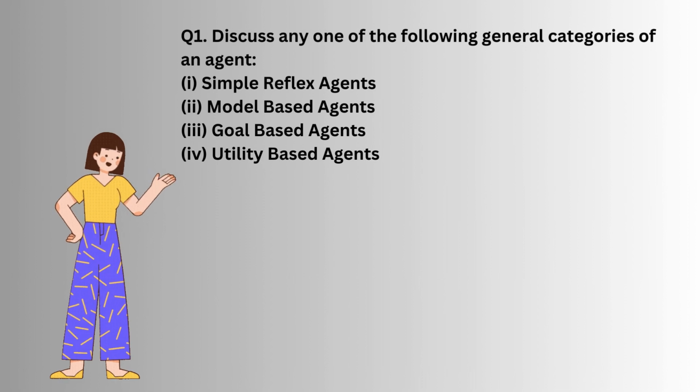Question 1. Discuss any one of the following general categories of an agent. First, simple reflex agents. Second, model-based agents. Third, goal-based agents. Fourth, utility-based agents.